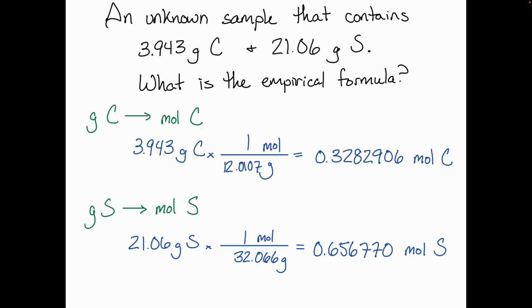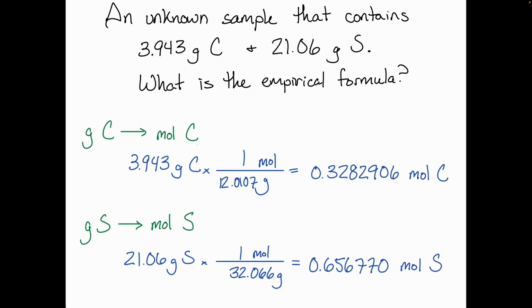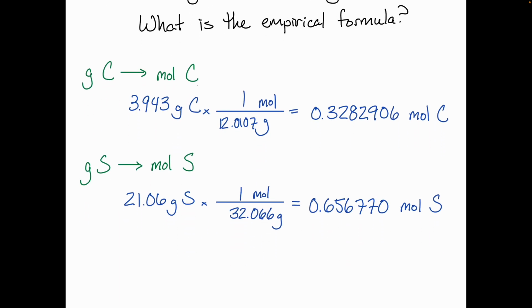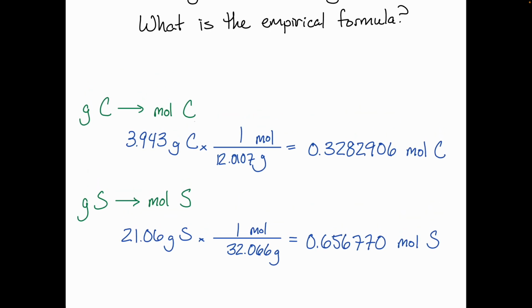Okay, cool. So first step, we had to convert grams of carbon to moles of carbon. I did that by dividing by the molar mass on the periodic table, the 12.0107. I got 0.328 and some change. One of the nice things about these empirical formula problems is we actually don't really have to worry about sig figs. Because let's think of this.